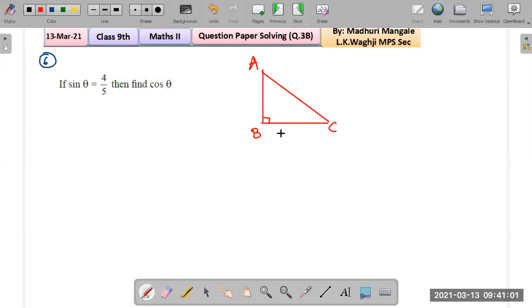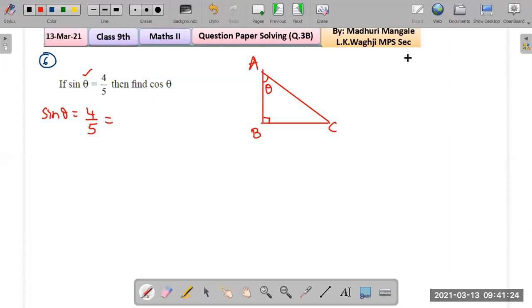Okay, students. And then there is a theta over here. So you have to draw a theta somewhere, maybe at angle A or angle C, wherever you want. So let me draw it over here. Let's say angle A is theta. Fine. And what are we given? We are given that sine theta equals 4 upon 5. Correct?